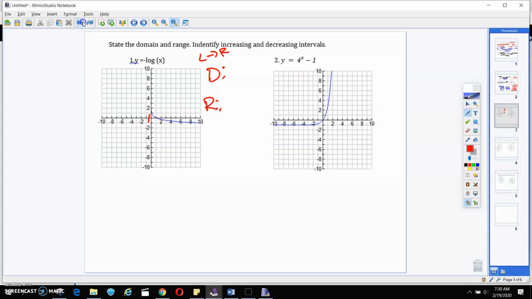Yes? Okay. Right here. This one, right? You see this blue line right here? Where does it touch? At x equals 0. I don't know if it goes left or right.